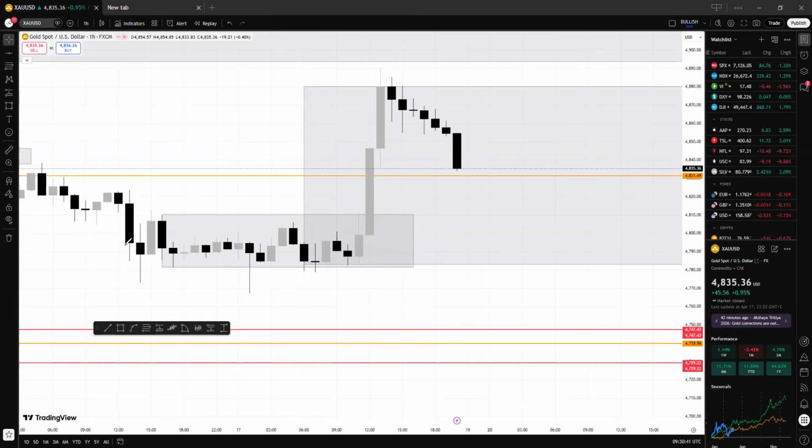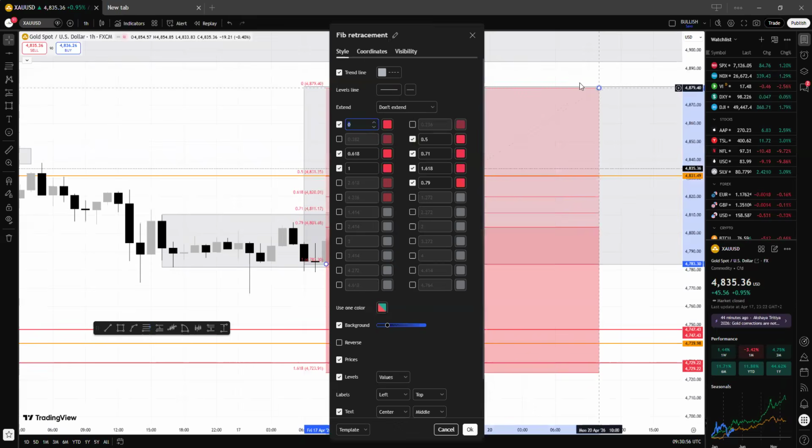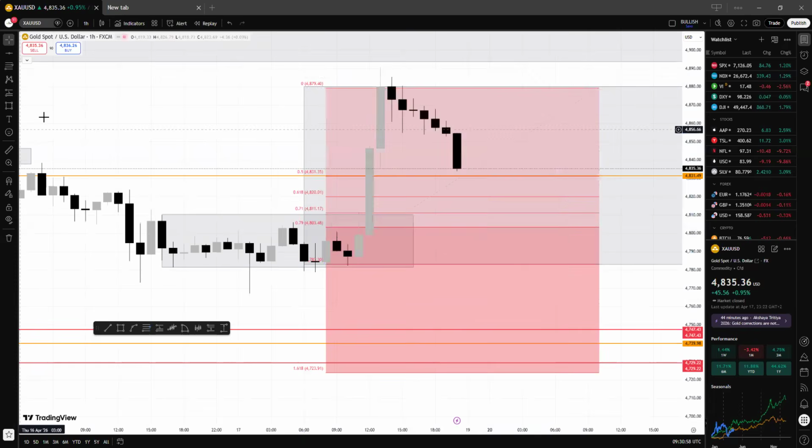Now, someone would ask me, but Sekuda, why did you teach us the whole concept of using a Fibonacci? Why are we not using a Fibonacci here? I'm here to answer you. I want you to look at this.